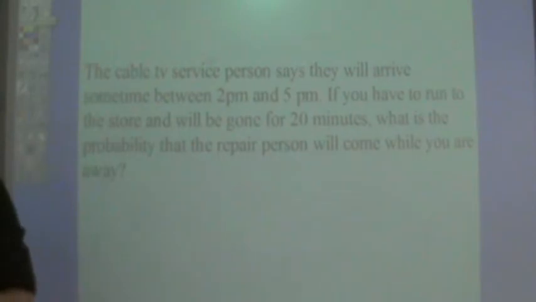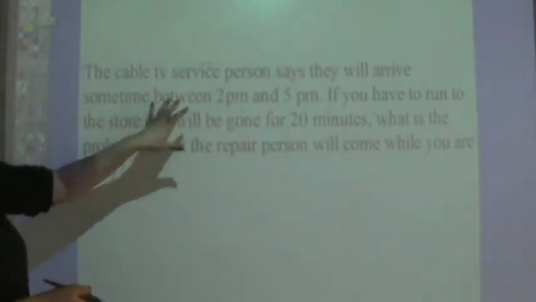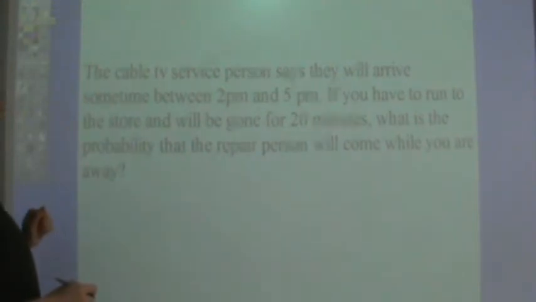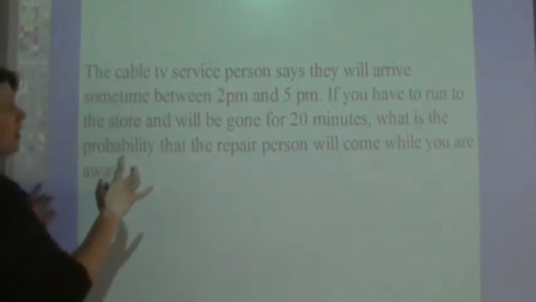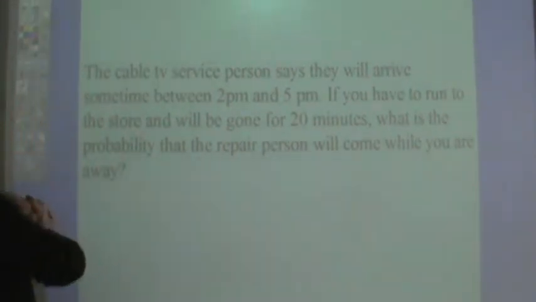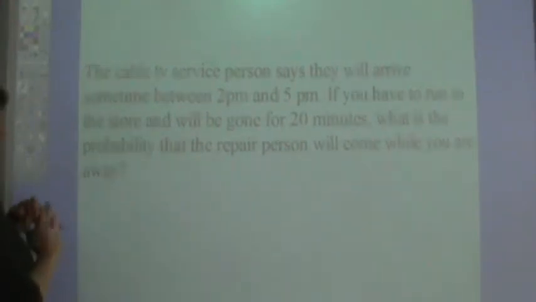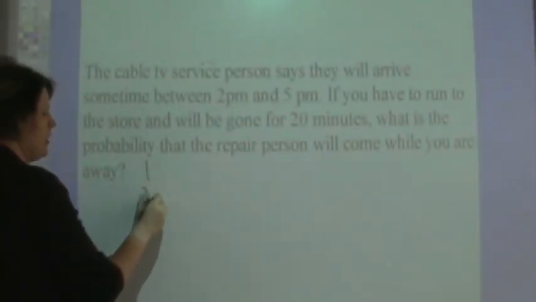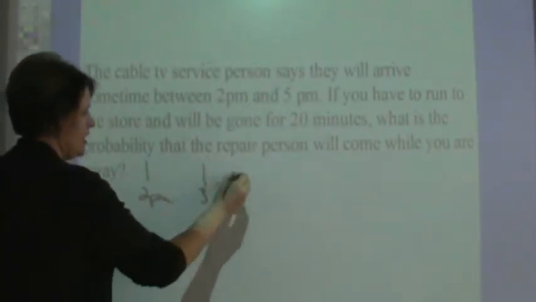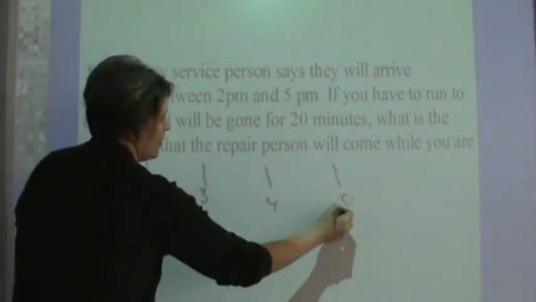Okay, here we've got a different kind of problem. A cable TV service person says that they'll arrive sometime between 2 p.m. and 5 p.m. If you have to run to the store and will be gone for 20 minutes, what's the probability that the repair person will come while you're away? All right, so we can do this a couple ways. We could set up a timeline. Okay, so you've got 2 p.m., 3, 4, and 5 p.m.